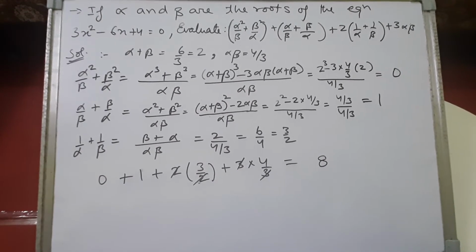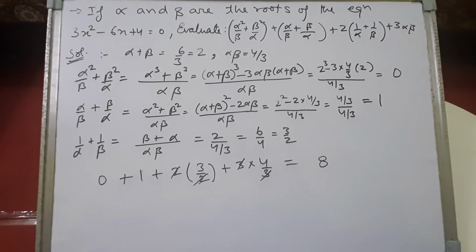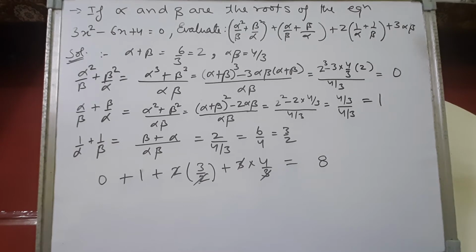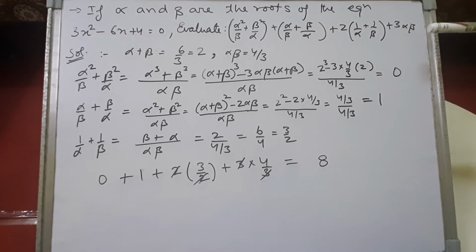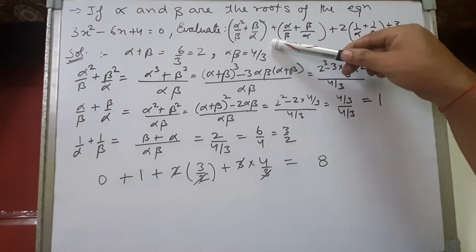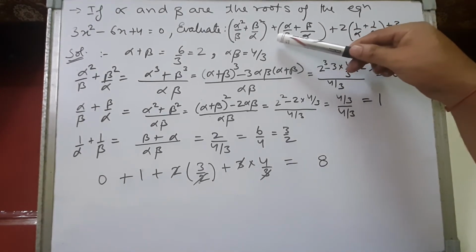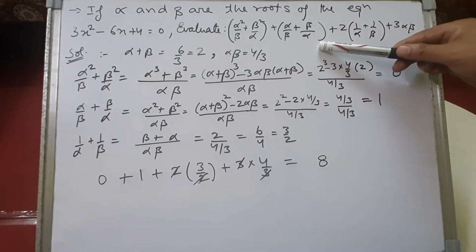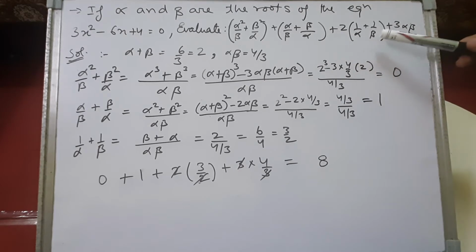Okay children, let's see a few sums so that we can understand the topic. In this sum, it is given that if alpha and beta are the roots of the equation 3x square minus 6x plus 4 equals 0, evaluate in bracket alpha square upon beta plus beta square upon alpha plus in bracket alpha upon beta plus beta upon alpha plus 2 into bracket 1 upon alpha plus 1 upon beta plus 3 alpha beta.